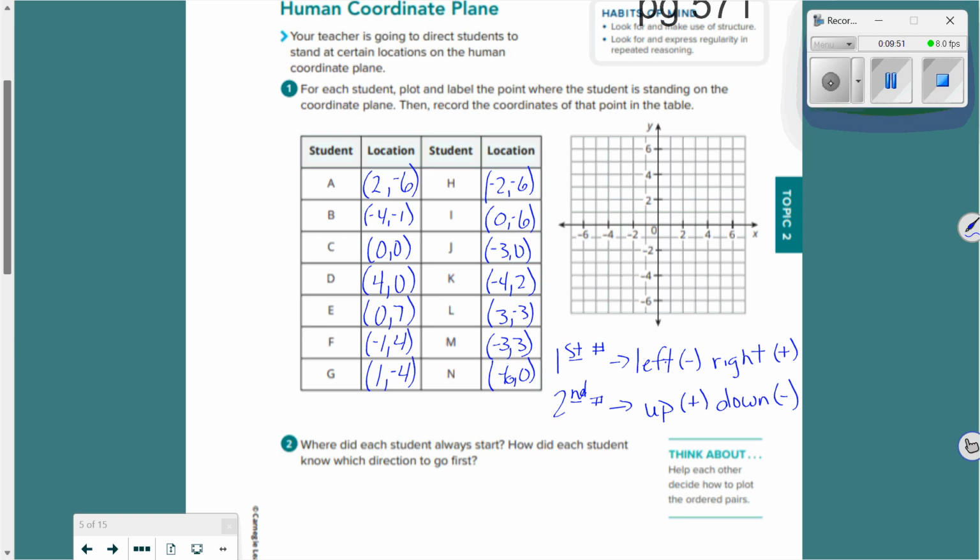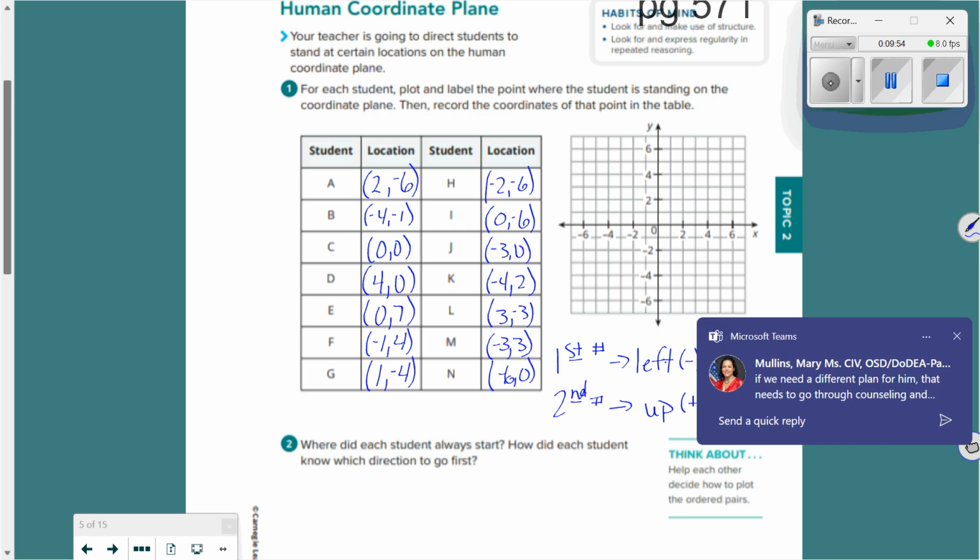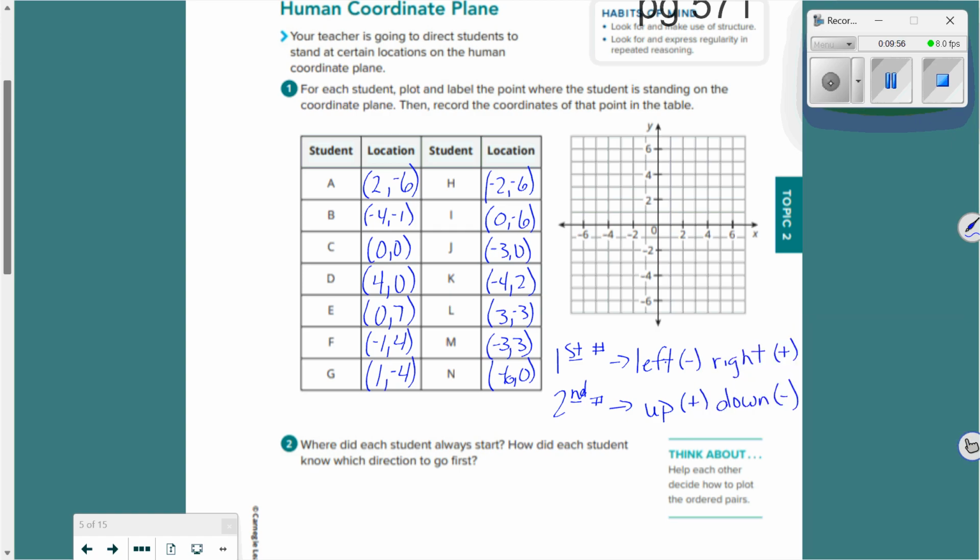Okay? My first number is telling me left or right. If it's positive, I'm going right. If it's negative, I'm going down. So positive 2 means I always start at origin, and then I'm going to go over 2. -6 tells me it's going down. So (2, -6) is actually here. The vast majority of people I saw put it here. That's not right.